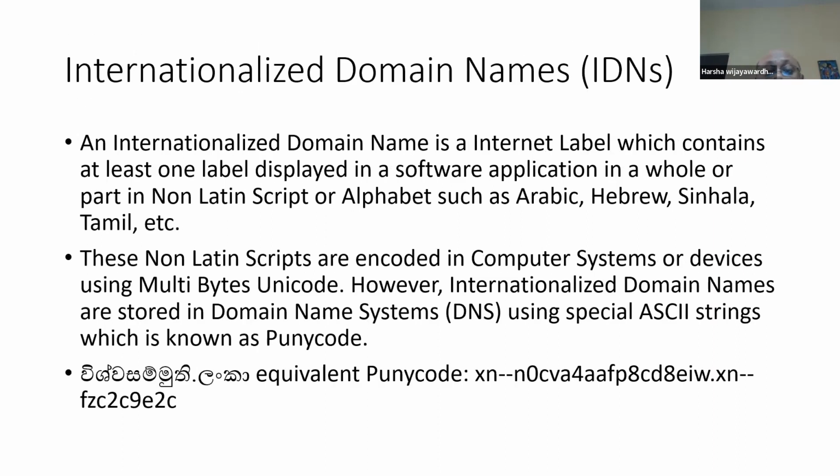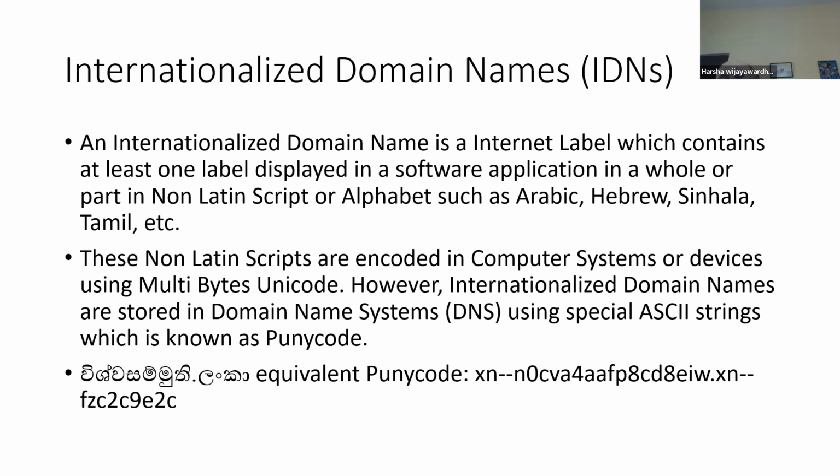So let us talk about the international domain names. An international domain name is an internet label which contains at least one label displayed in a software application, in whole or part, in non-Latin script or alphabet, such as Arabic, Hebrew, Sinhala, Tamil, etc. These non-Latin scripts are encoded in computer system devices using multi-byte Unicode. However, international domain names are stored in domain systems using a special ASCII string, which is known as Punycode.